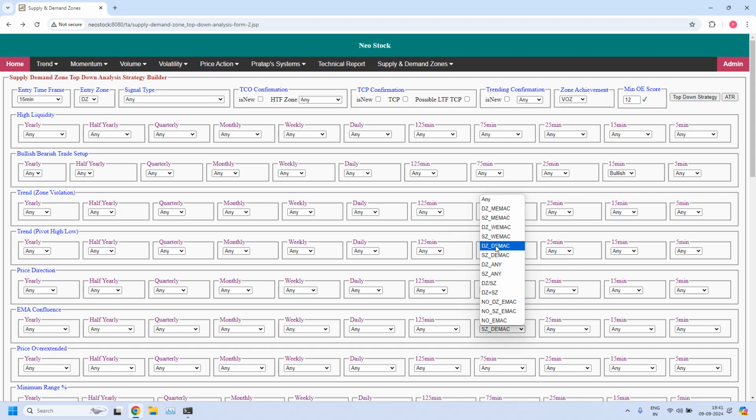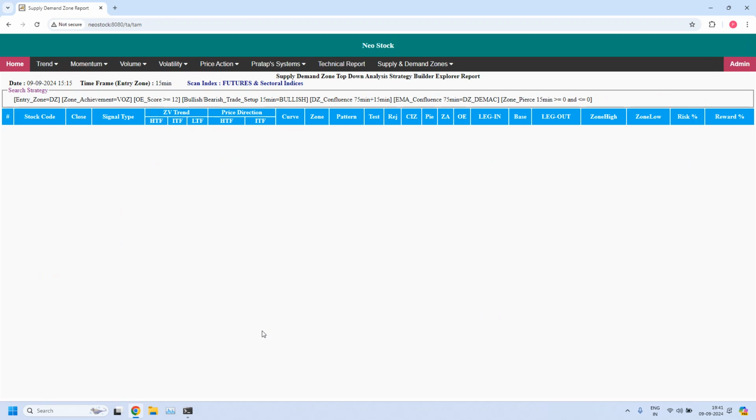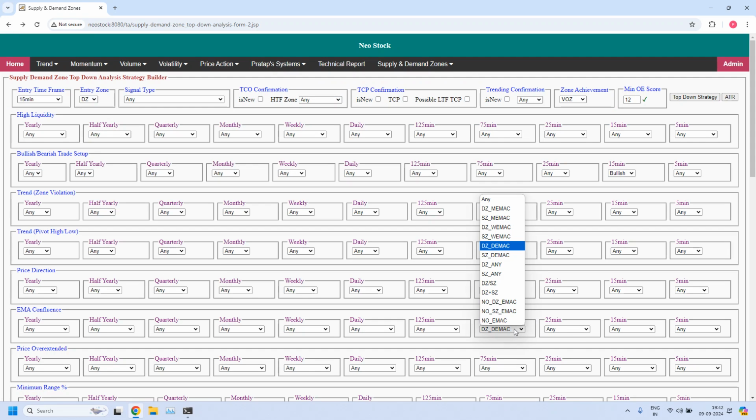Sorry, it is not supply zone, it is demand zone with daily EMA confluence. Let's verify. None of the stocks have 75 minute zones with the daily zone. Okay, no problem. Next, let's look for LTF, ITF, HTF confluence.